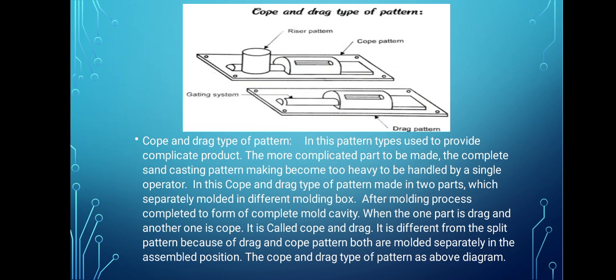Cope and drag type of pattern. This pattern type is used to make more complicated parts. The casting becomes too heavy to be handled by a single operator. In this cope and drag method, two parts are separately molded on different molding boards and assembled after molding to form a mold cavity. When one part is the drag and another is the cope, it is called cope and drag. It is different from the split pattern because both sides are molded separately and then assembled.